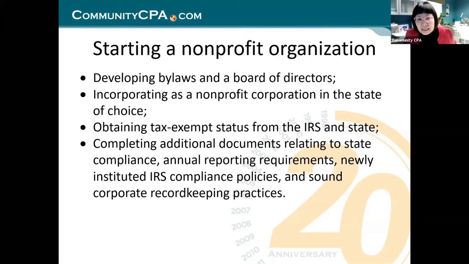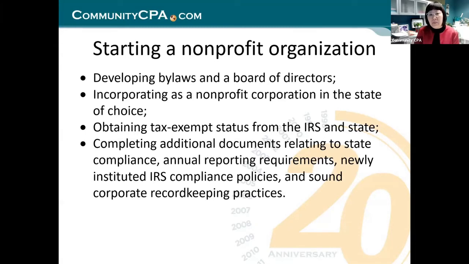But now let's talk about how to start up one. So here I laid out the steps that you do. Number one, you need to develop bylaws and a board of directors. So you cannot have a nonprofit just on your own. You must have a board of directors and you must develop bylaws.